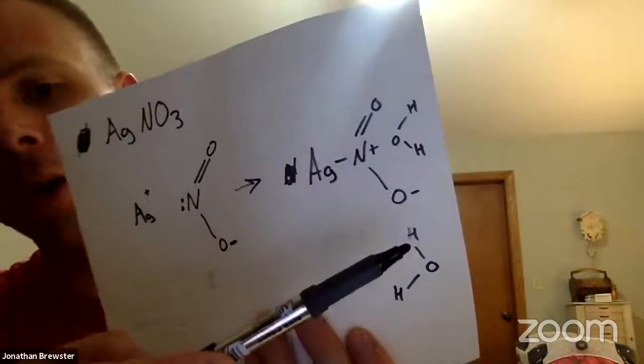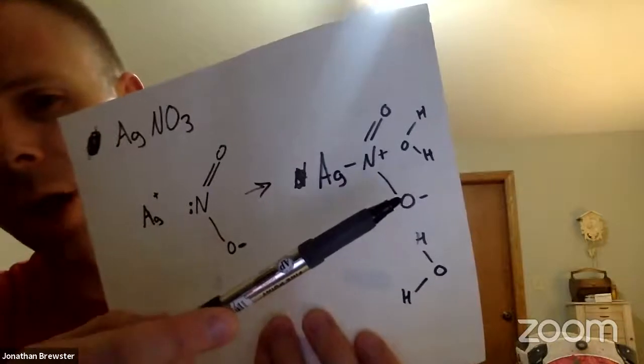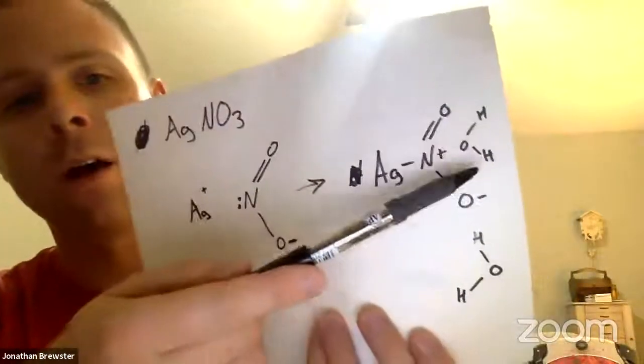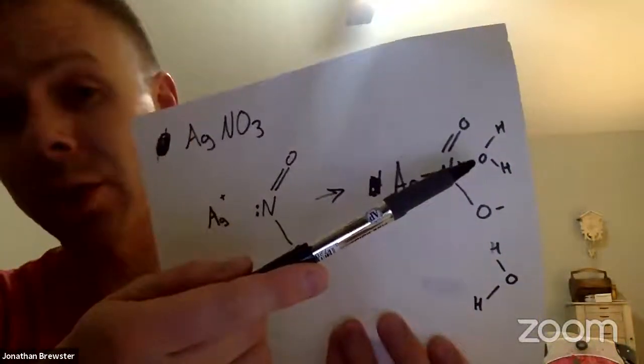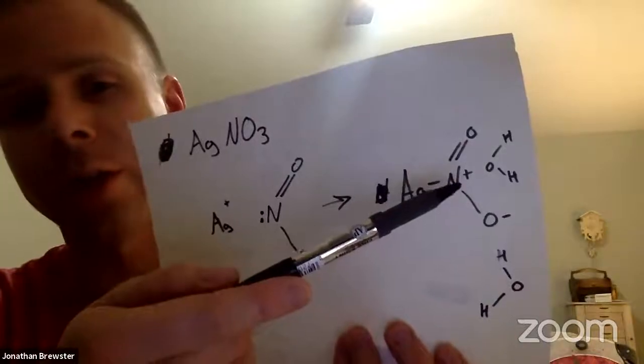So if you remember, hydrogen has a partial positive charge. So a bunch of water hydrogens are going to be attracted and they're going to keep it suspended in the water. Oxygen, if you remember, has a partial negative charge. So oxygens will be attracted to that nitrogen there and help keep it suspended in water. So with these waters being attracted, helping keep it suspended in water, it means that silver nitrate can be soluble.